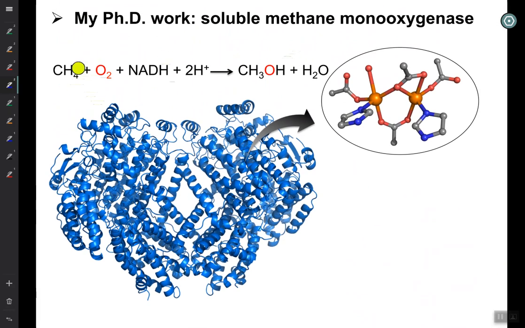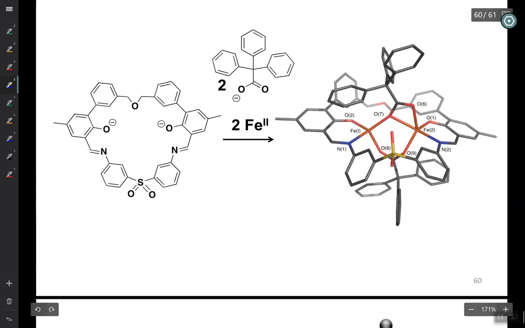So this is still the holy grail for alkane oxidation, to try to mimic the function of this enzyme. So that's all I had to say.